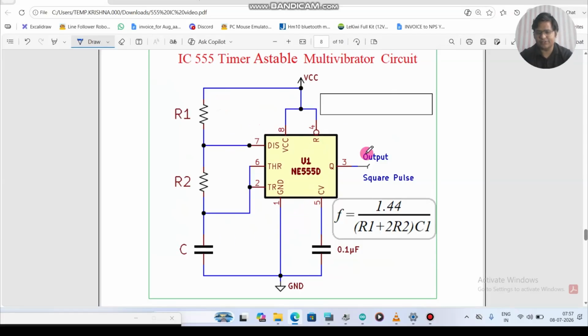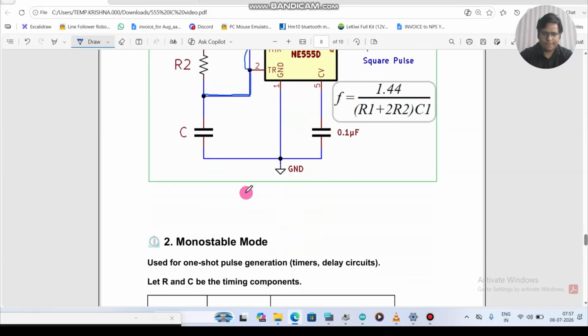You have to do the connections to get the Astable multivibrator circuit. Okay, you can see 2 and 6 are connected, threshold and trigger are connected, and then 2 is connected to this R2, and then it's going to 7. So this is how the multivibrator circuit looks like.